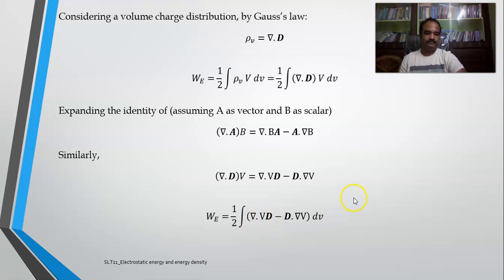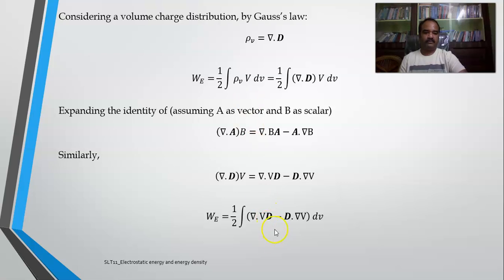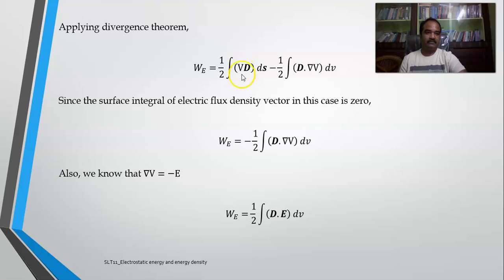Now the first term: I apply the divergence theorem to this del dot of some vector dv. When I apply the divergence theorem, it becomes only this term with a surface integral. This term is basically 0 if we consider the entire surface. The potential times flux density over a continuous surface is basically 0. So I'll get this particular right-hand side term.